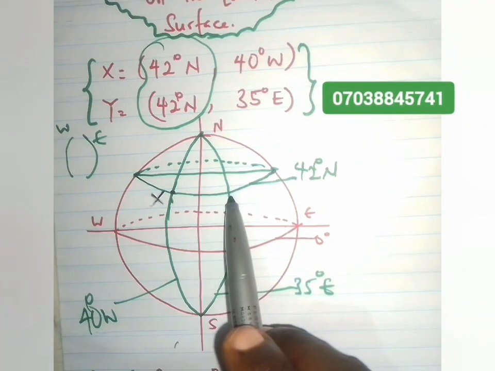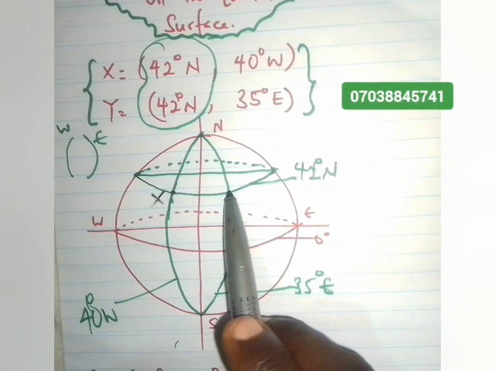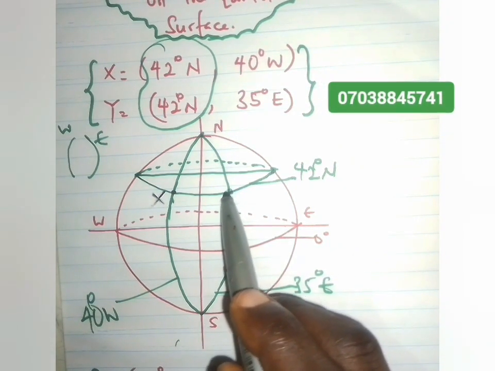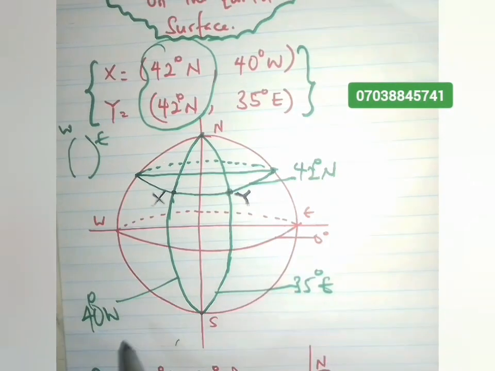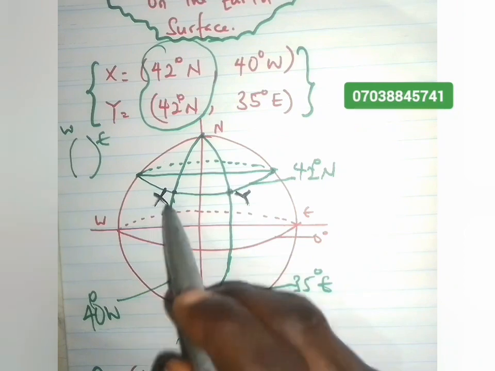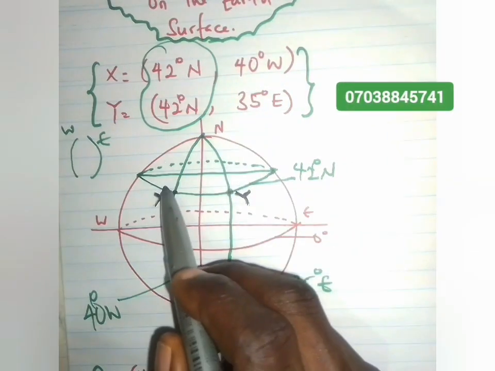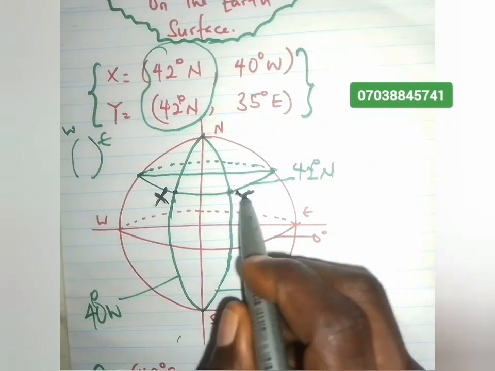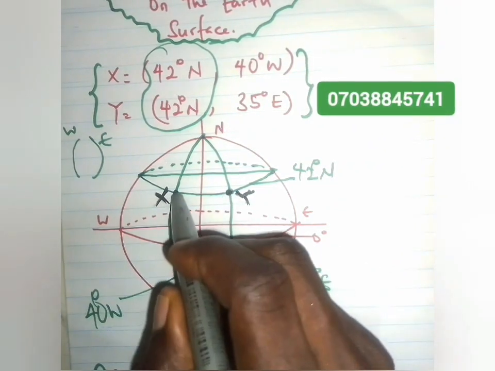Okay. Why this one there, 35 degree east, is for y. So that's about that. So 40 degree west is for x. 35 degree is for y. So these are the 2 points. You just put a star there.